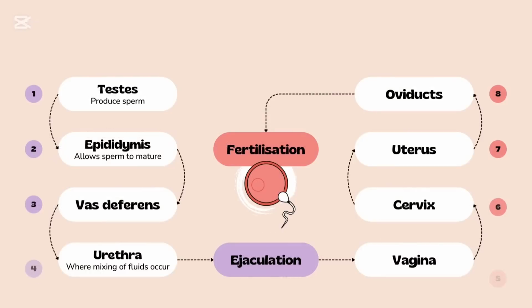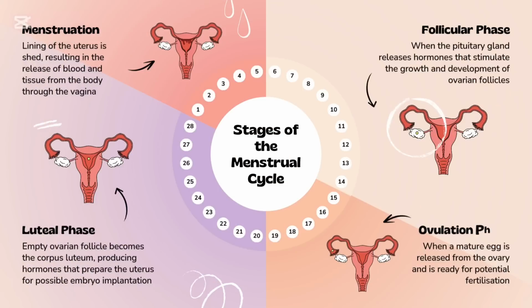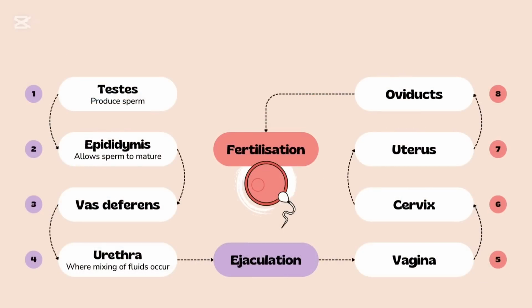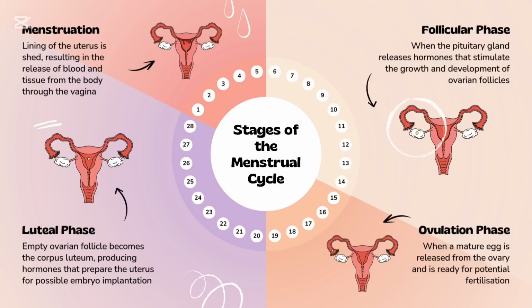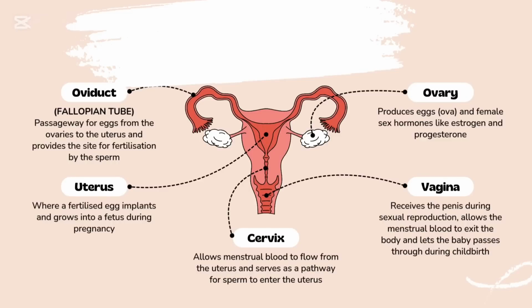Let's begin by looking at the anatomy of the female reproductive system. 1. External structures. The vulva includes the mons pubis, labia majora, labia minora, clitoris, and vaginal opening. These structures protect internal organs and play a role in sexual arousal. Did you know? The clitoris has about 8,000 nerve endings, making it the most sensitive part of the female body.